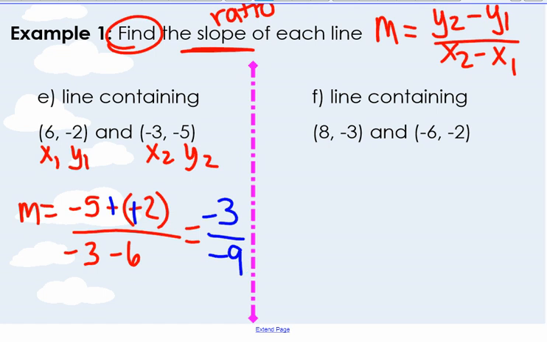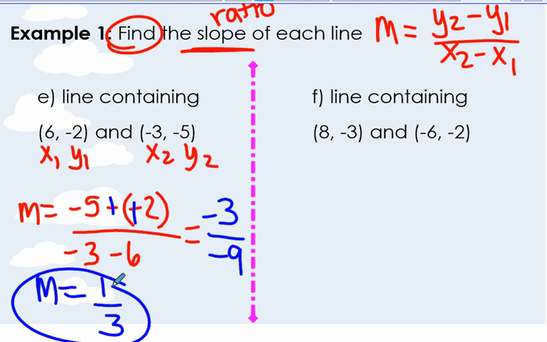And I need to simplify that. Right, a negative divided by a negative will be positive. And 3 divided by 3 gives us a slope of 1/3. Okay.